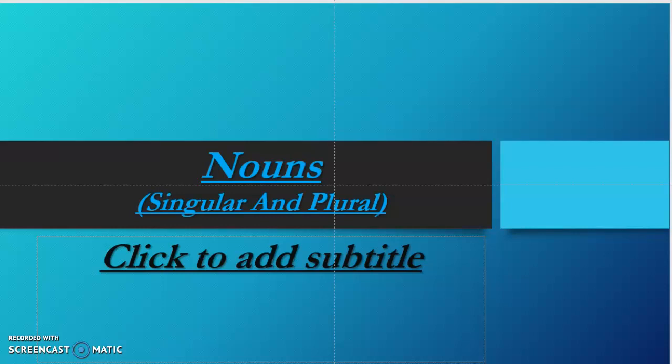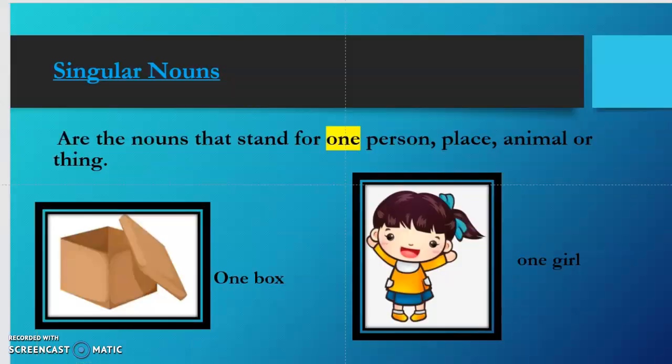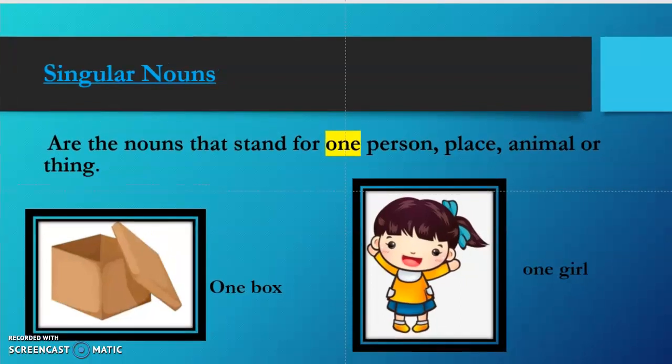As you can see in the name itself, singular means single. These are the nouns that talk about one person, like one girl, one place, like a school, one animal, like a dog, or one thing, like a box.